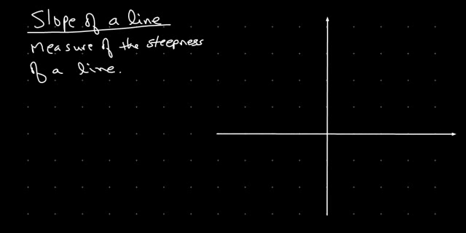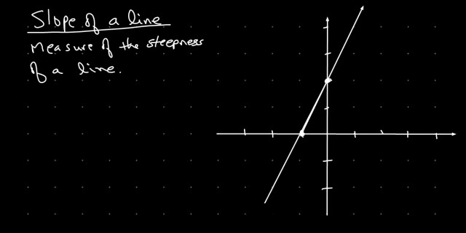Let's put in my tick marks. Okay? And now let's say we draw a line through these 2 points. Let's see if I can do this nice and straight. I want to measure the steepness of this line.